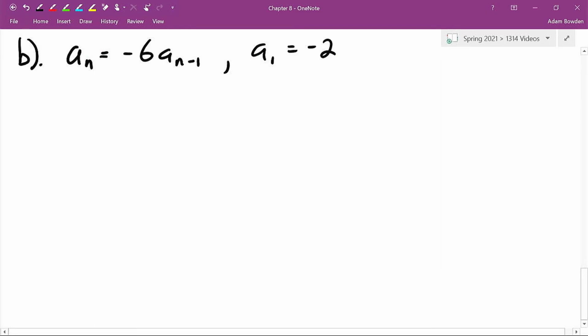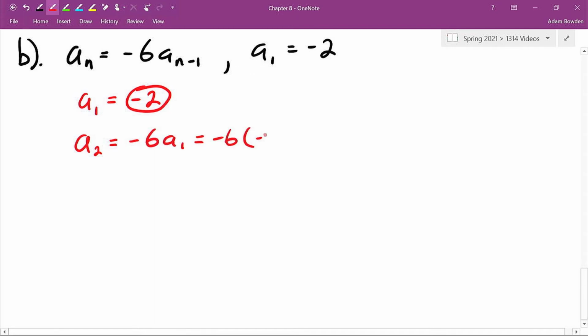Okay, this one's a little different. It says a_n equals -6 times a_(n-1), where a_1 is equal to -2. So the first term, a_1, is equal to -2. But if we try to calculate a_2, that would be -6 times a_1, or -6 times -2, which would be 12.